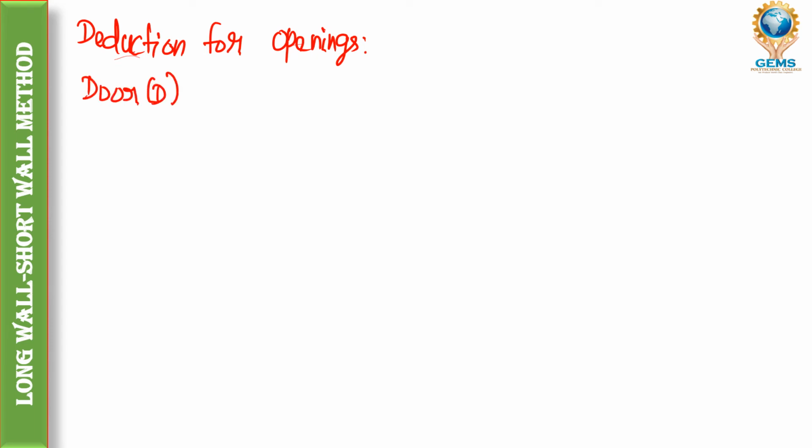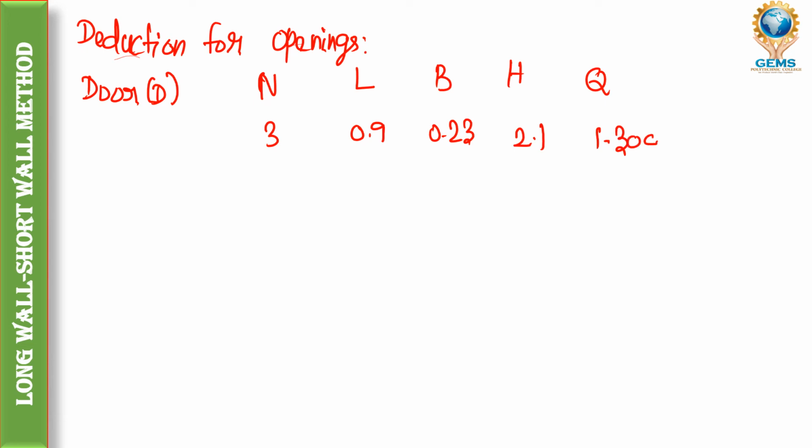So for door, first N, then length, breadth, height and quantity. For door we are finding, length will be the door length. N, how many doors are there? We have 3 doors. Then length is 0.9, the dimension of the door. Then the breadth is the wall thickness, 0.23. Then height. These are given in the question. So the quantity will come like 1.304.